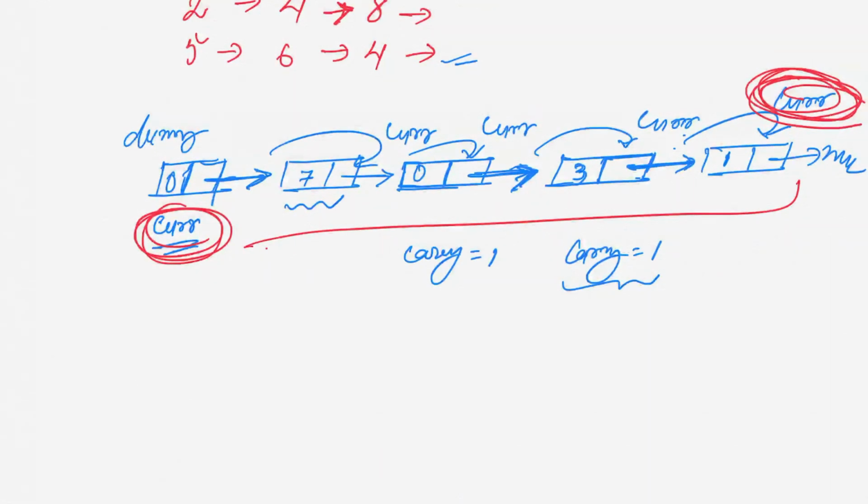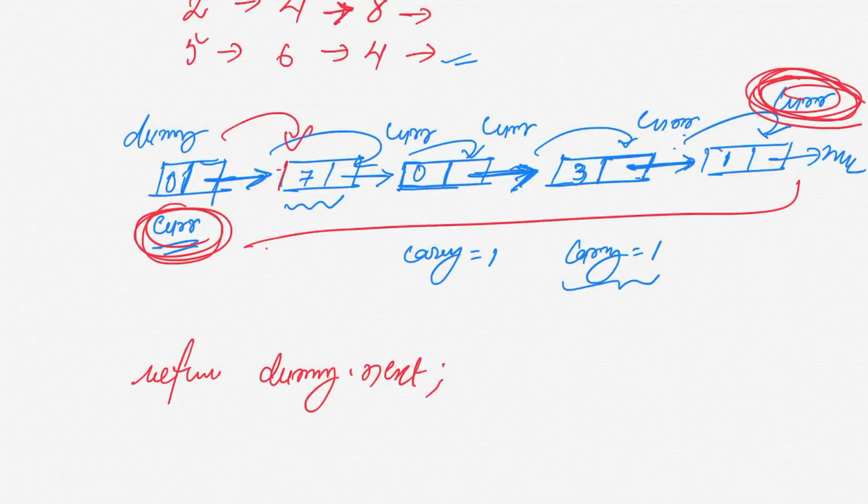Right? So we need to return dummy dot next. Okay, so dummy dot next is nothing but here. So this head we are returning, and this could be our result. So hope you understand this problem, and we will try to code this.